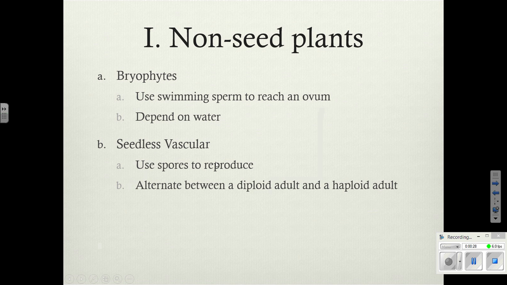In seedless vascular plants, they use a spore. What they're going to do is actually alternate between two different types of adult plants: a diploid, which is going to have the full chromosomal set, or the haploid adult. In the haploid state, they're going to have half the number of chromosomes, and they're only going to be making their sex cells, whether it's sperm or egg. They'll have to then use that to fertilize one or the other, and then it'll grow into a diploid, and it'll just keep cycling back and forth between the two.